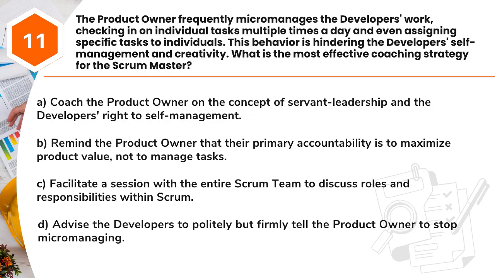A. Coach the product owner on the concept of servant leadership and the developers' right to self-management. B. Remind the product owner that their primary accountability is to maximize product value, not to manage tasks. C. Facilitate a session with the entire Scrum team to discuss roles and responsibilities within Scrum. D. Advise the developers to politely but firmly tell the product owner to stop micromanaging.